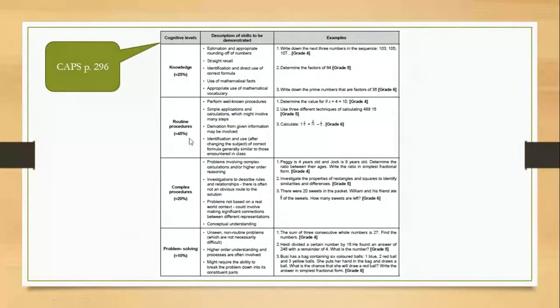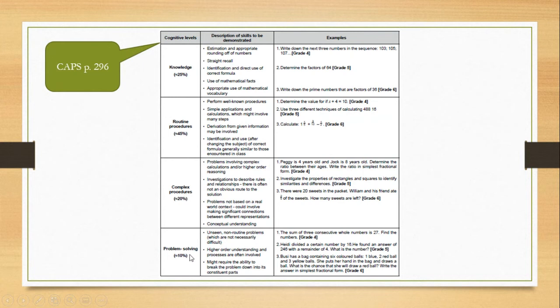Then the next level is your routine procedures, like simple applications and calculations with more than 1 step. For instance, in a number sentence where you have to work out a missing number. 45% of the marks should be for routine procedures. Then for complex procedures, 20%, and for problem solving, 10%.